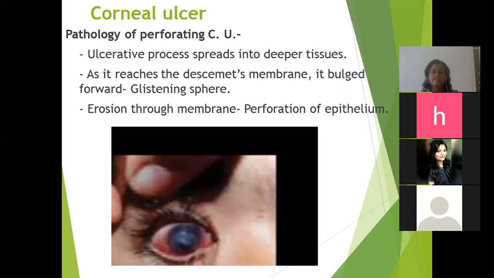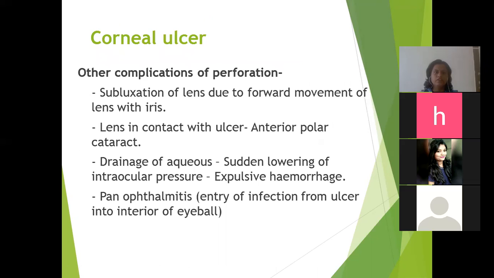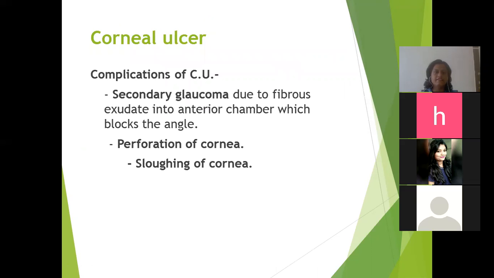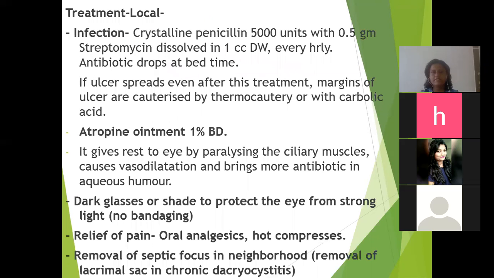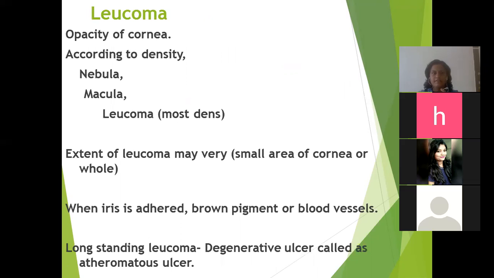Then the perforating corneal ulcer was learned in this lecture before. Then the complication, pathology, clinical features, and signs of perforating corneal ulcer and corneal ulcer. Then treatment, local and general. The second topic we learn is the leukoma, that is opacity of the cornea, and in it we study the nebula, macula, and leukoma, which is more dense.